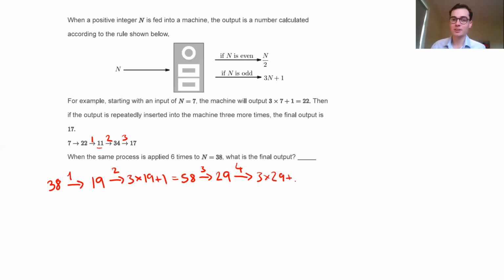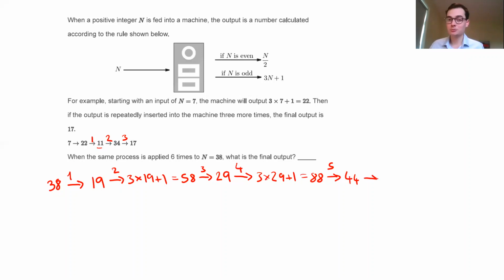Well, 3 times 29, that's just 87. 87 plus 1 is 88. Put 88 into my machine. This is the 5th time of putting our answer back into the machine. 88 is an even number, so I'm going to have to halve it. I will get 44 as my output.